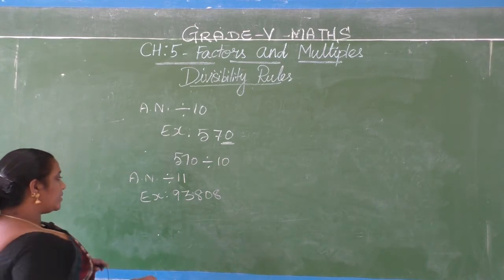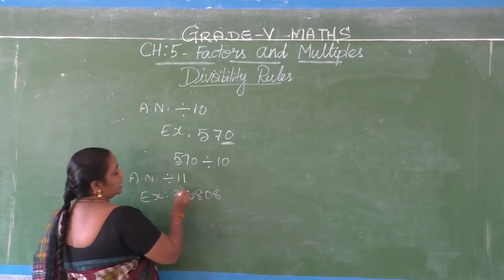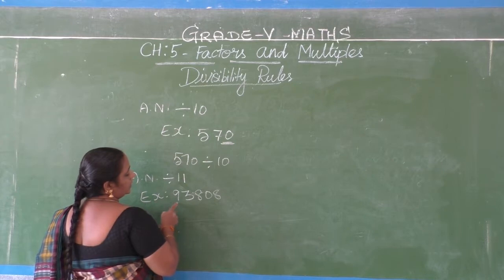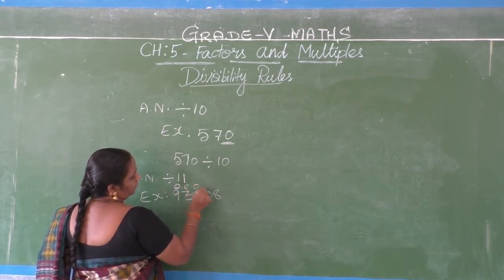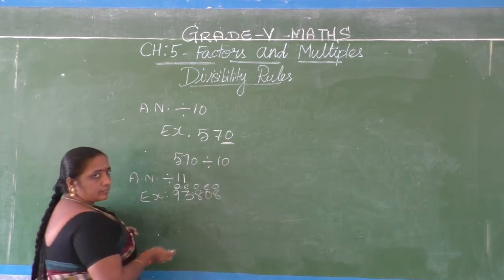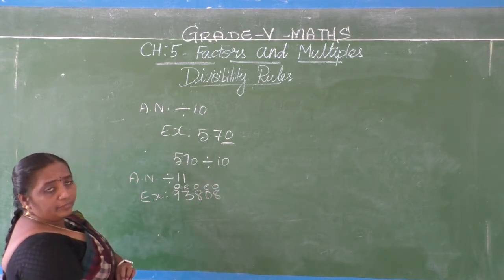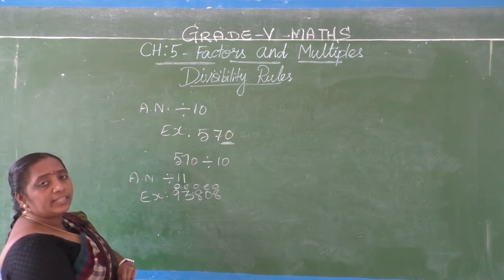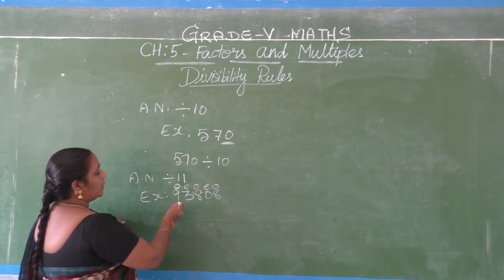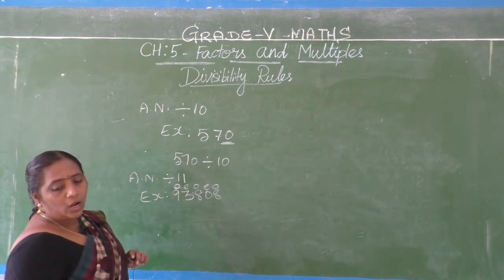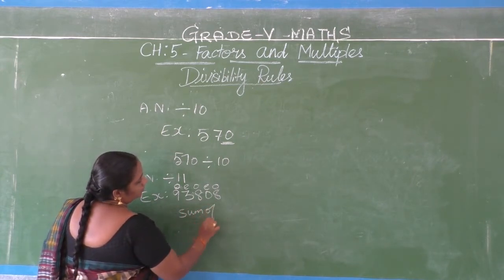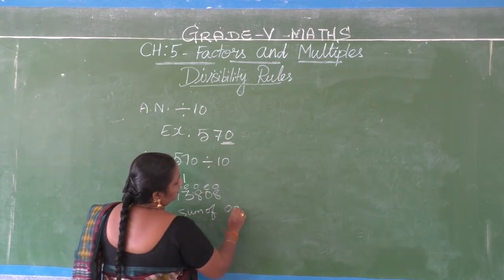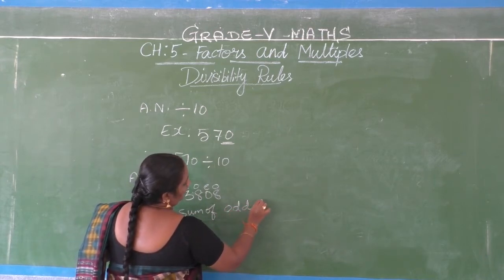So first I am writing the odd places and even places, odd digits and even digits. First place is the odd one, even, odd, even, odd. Okay, we have to know the difference between the sum of odd places and even places. So, sum of the odd digits.